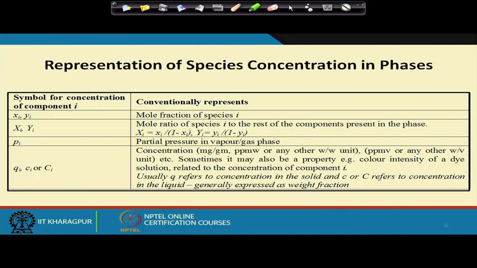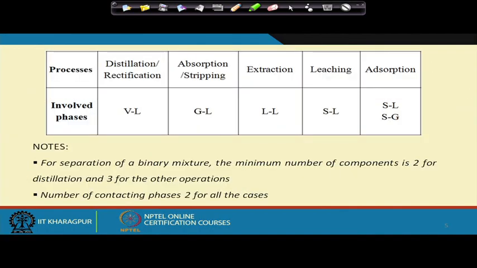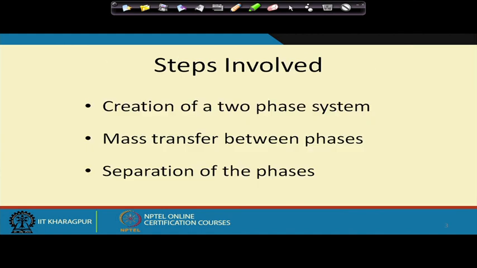Now, for all these phases, again the way I had told you, the first thing which we need to do is to create the two phase system. I have already discussed how we create the two phase system. In distillation, it is created by heat. For all other cases, it is created by addition of a third component. Then we have to effect mass transfer between the phases. Once by mass transfer separation occurs, then we try to separate the two phases.